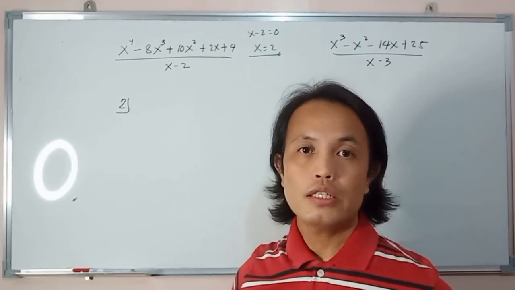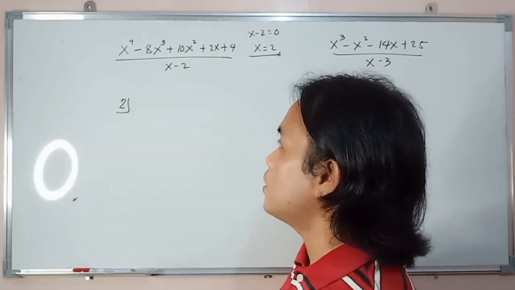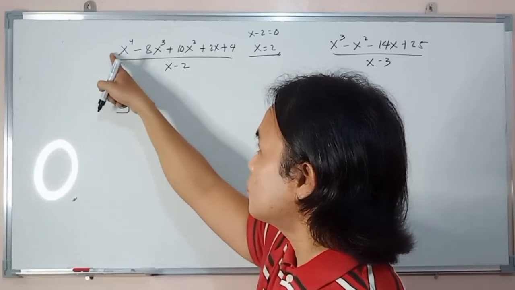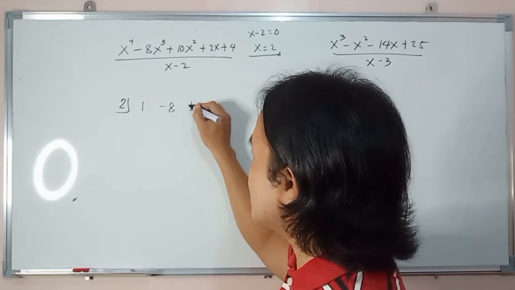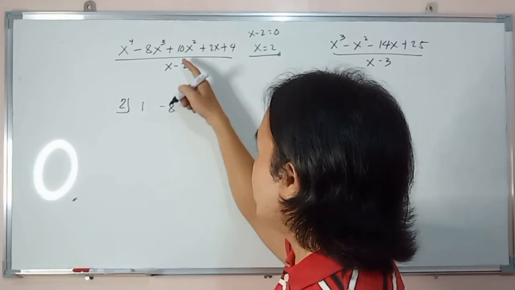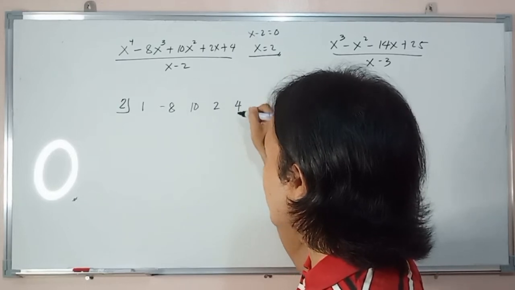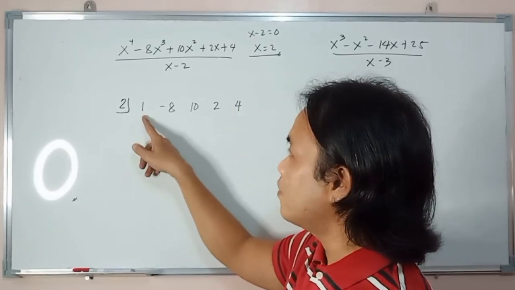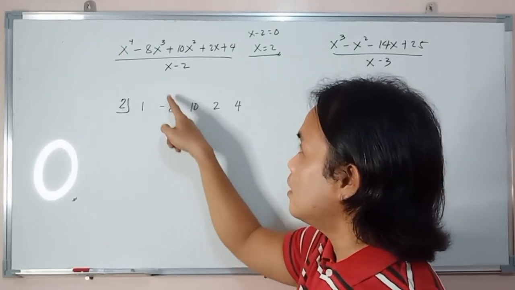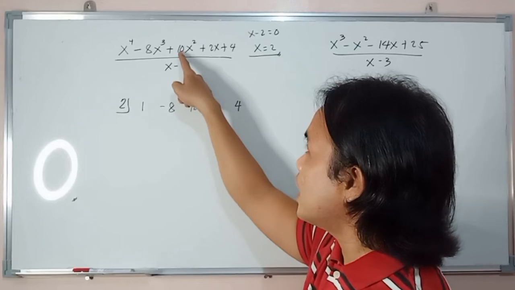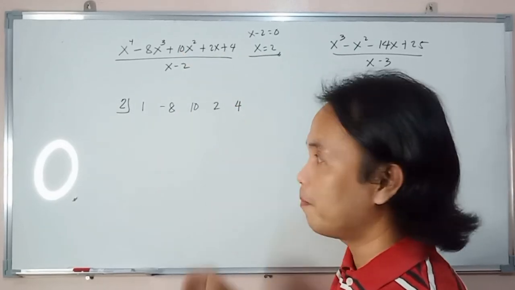What we need to do now is to list down all the numerical coefficients in each of the terms. So our numerical coefficient here is 1. We have negative 8. We have positive 10. We have positive 2, and we have positive 4. Again, the first degree numerical coefficient is positive 1. Second is negative 8. Third is 10. Fourth is 2. And lastly, our constant is 4.